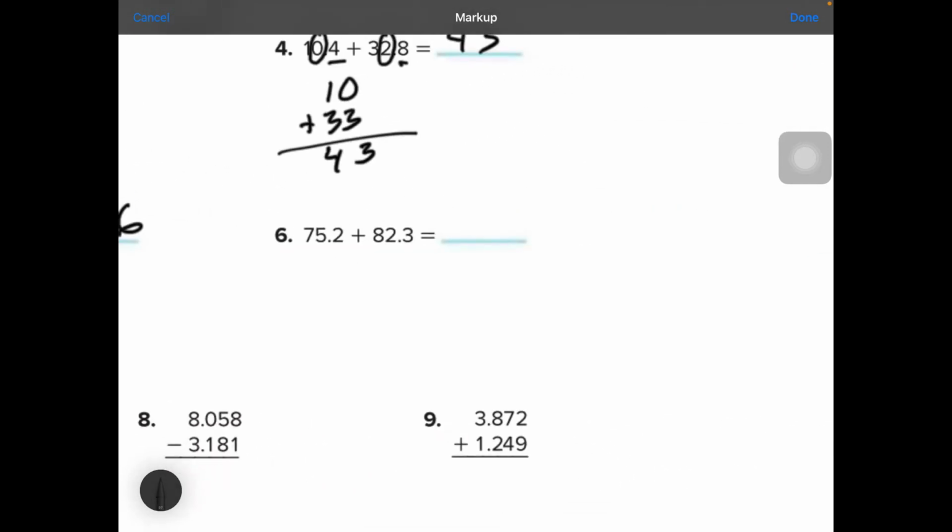Number 6. It is an addition problem, and we are still rounding to the nearest 1. Okay, that 2 is going to keep that 5 right where it's at. That 3 is going to keep that 82 right where it's at as well. And it is a plus.